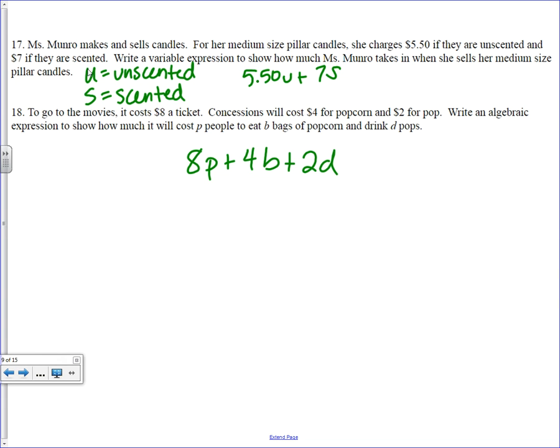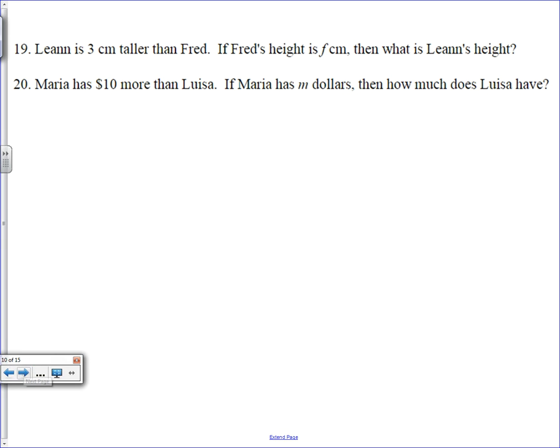Moving on. Leanne is 3 centimeters taller than Fred. If Fred is F, then what is Leanne? Taller. What does that mean I probably should do? So what would you write here for your answer? F plus 3. Good.